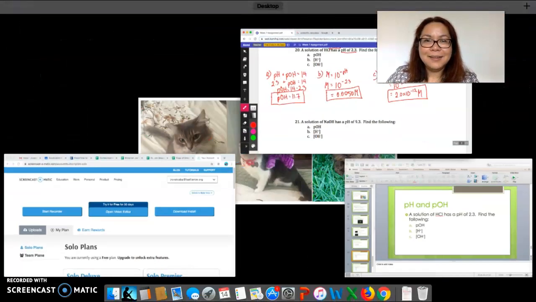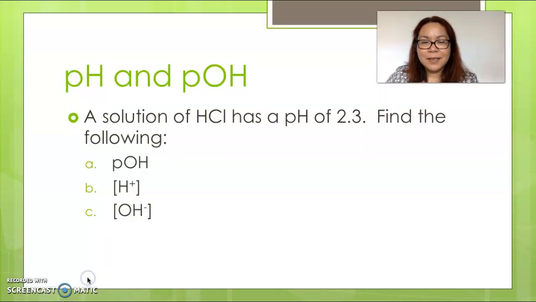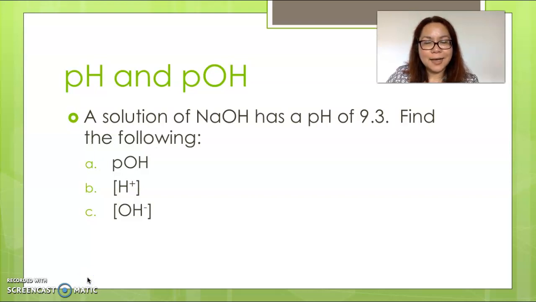Now, that's how you do this problem. I want you to try the last set of problems on your own, following my example. Find the pOH using that equation, pH plus pOH equals 17, and use the inverse log to find the concentrations of the acid and the base.